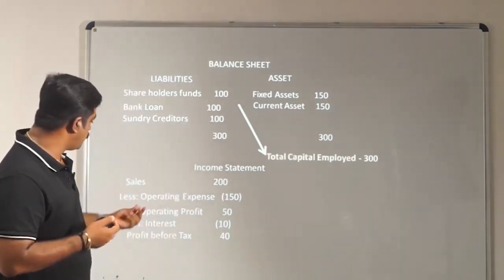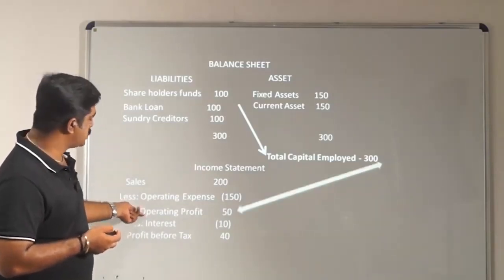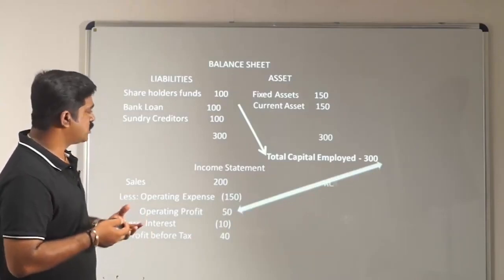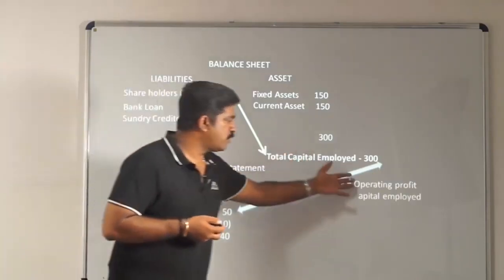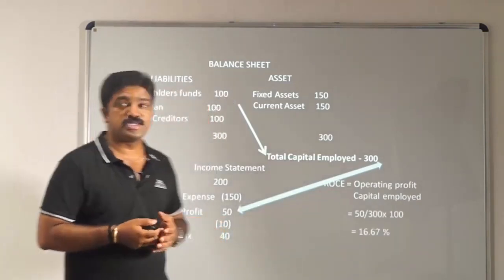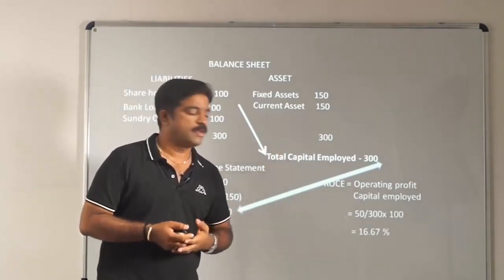And where is my operating profit? Here I have my operating profit, which is 50. So if I compare these two, that is operating profit with the total capital employed, I get return on capital employed, which is operating profit by capital employed, 50 by 300, so I get 16.67%. So that's how we find return on capital employed.